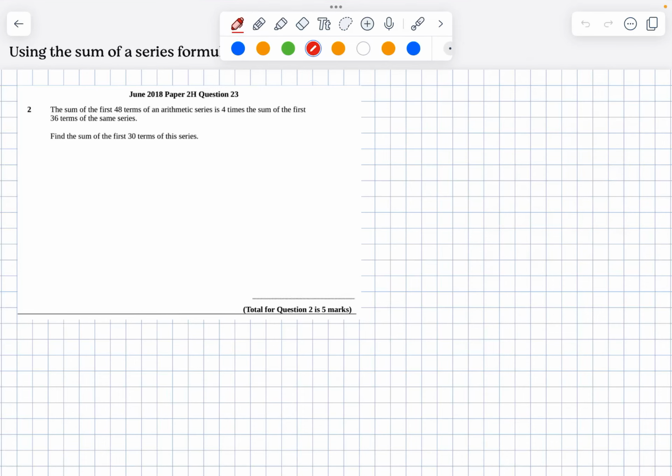Okay, so this is a sum of the series question, but it's quite an interesting one. It says the sum of the first 48 terms in the arithmetic sequence. It's an arithmetic series, right? So we're going to use the formula n over 2 times (2a plus (n minus 1)d). The sum of the first 48 is 48 over 2 times (2a, because we don't know what a is, plus 47d).